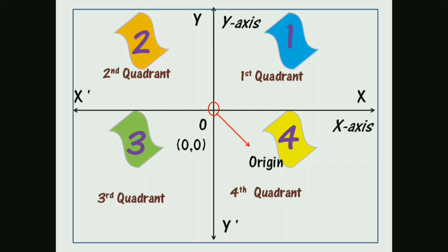The x-axis has positive values on the right side of the origin and negative values on the left side of the origin. Similarly, the y-axis has positive values above the origin and negative values below the origin. These values of the x and y axes help us find the location of any point on the plane.